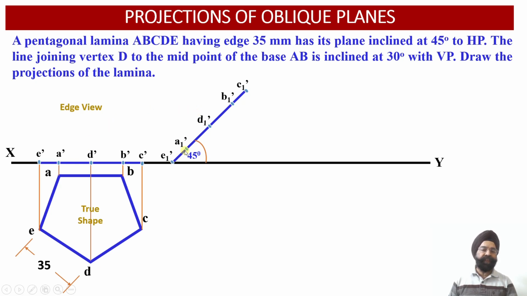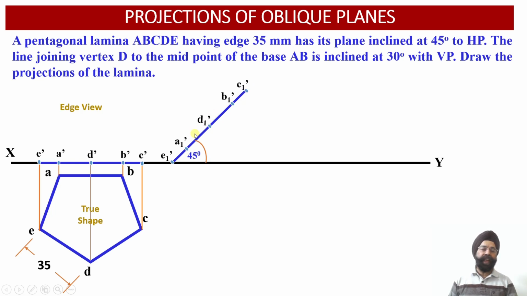Now into this edge view, we can see that all these points E1 dash, A1 dash, D1 dash, B1 dash and C1 dash have the same distances as they were located in the previous elevation projection view which was obtained onto the XY reference line. The only difference between this view and the previous view is that here the edge view has been reoriented or realigned at an angle of 45 degree.